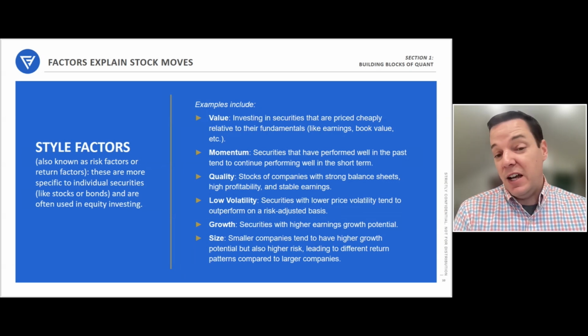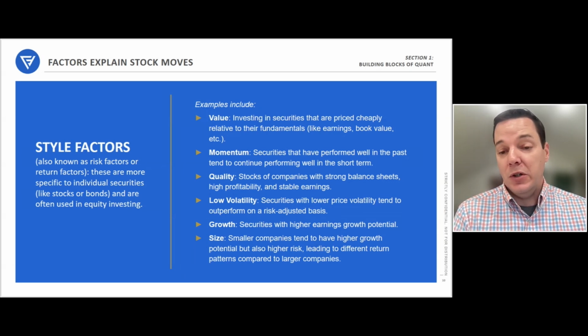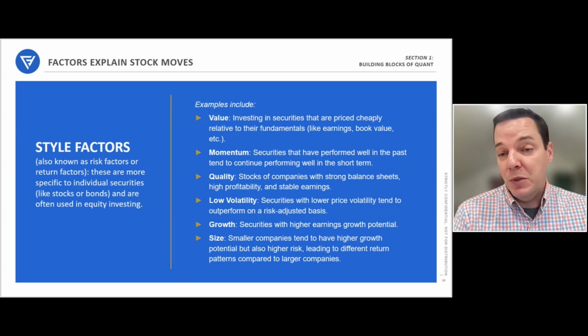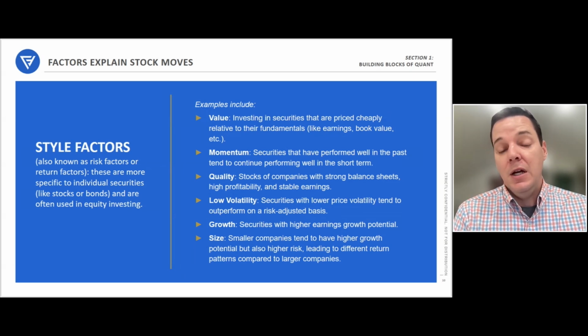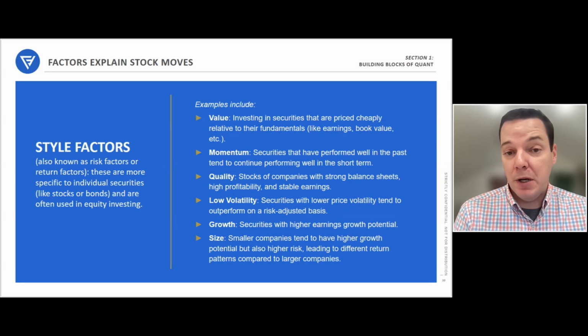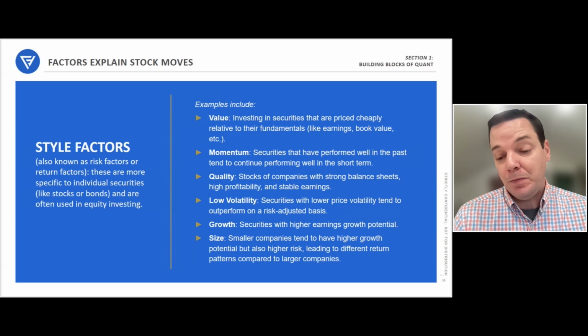And then finally, size can also be a factor. Smaller companies tend to have higher growth potential, but also higher risk depending on the period of time. You'll see a bias between small cap companies and large cap companies. If we look at a really long period, small cap companies have tended to outperform. If you focus more on the last 5 years or the last 10 years, large cap companies have typically had the advantage.